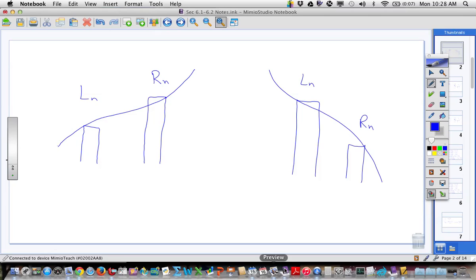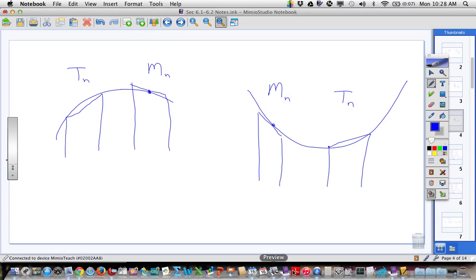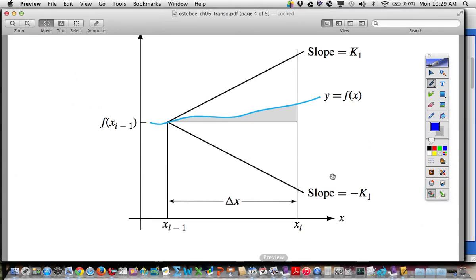Now, the problem is the slope is changing, right? The slope is changing on a curve all the time. So the amount of error that a left or a right rectangle is going to have is going to be determined by the derivative of the function. So that is the first key thought, and we've already talked about that, but that's the first key thought in doing this.